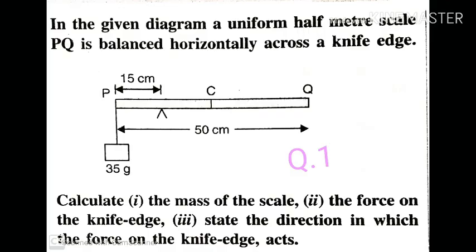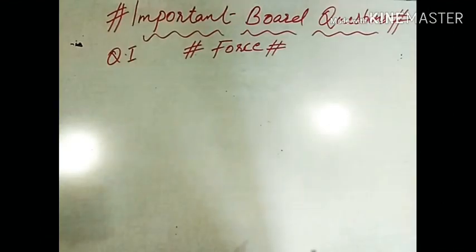Sir, a diagram is given in which a uniform half meter scale PQ is balanced horizontally across a knife edge. We have to calculate, first, the mass of the scale; second, the force on the knife edge; third, state the direction in which the force on the knife edge acts. There are three subparts in this question and the diagram is given clearly. Let us try to solve it on the whiteboard. Let's draw the diagram.